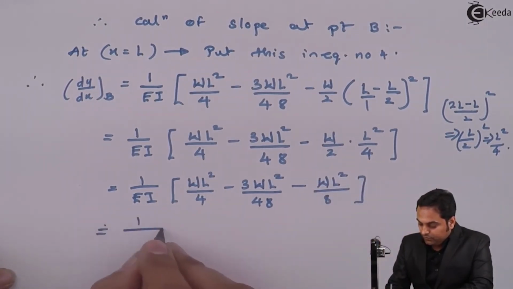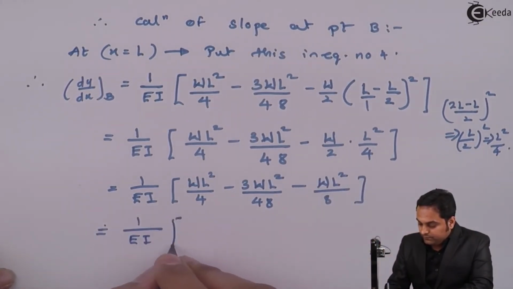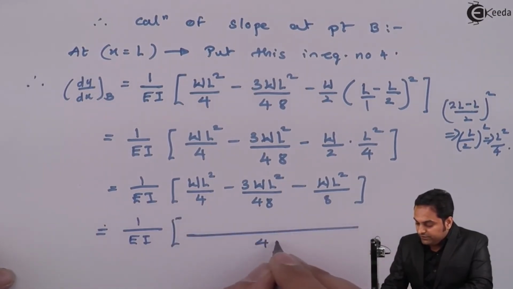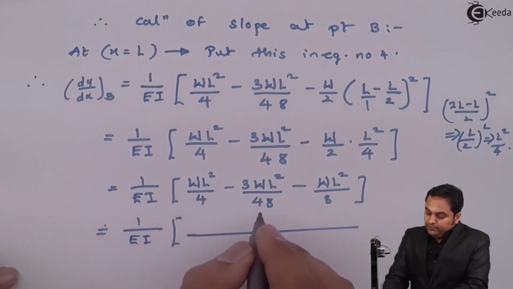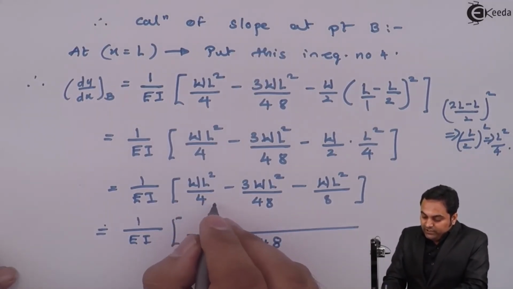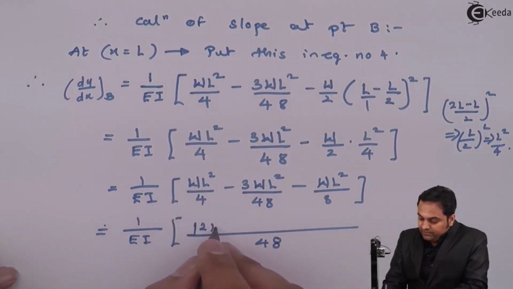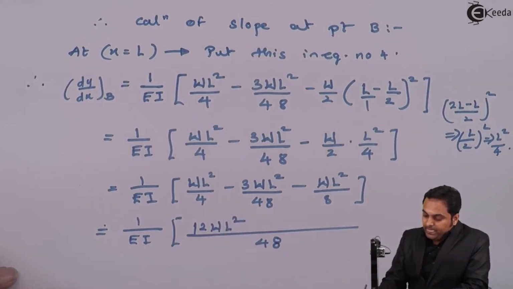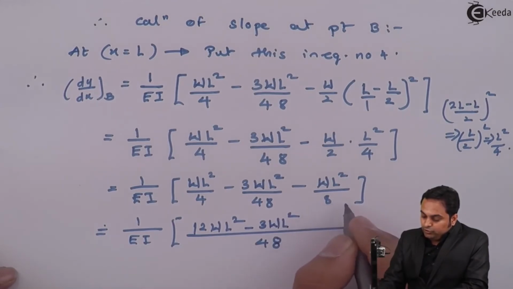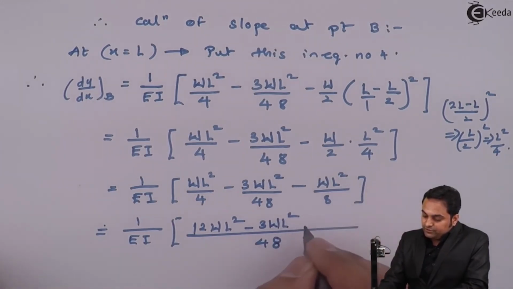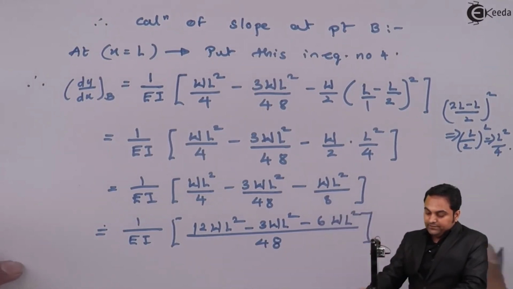So I'll keep the denominator as 48, that is the LCM here. Next 4, here I have to make it 48, so multiplying by 12, and similarly 12 will be multiplied in the numerator. Next this will remain as it is. 8 to make it 48 multiplied by 6, so similarly 6 will be multiplied in the numerator.